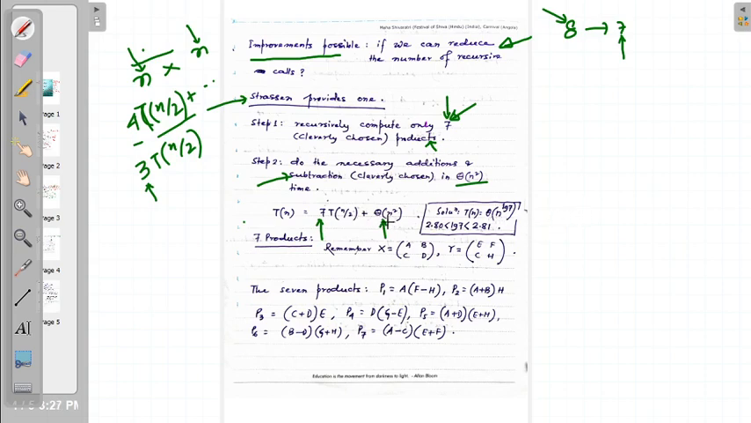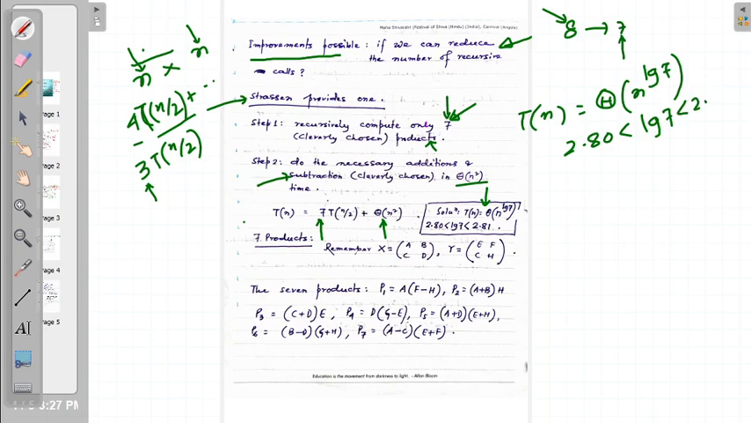And if we solve this using, say, the master method or substitution method, the solution will be T(n) equals theta n to the power log 7, and this log 7 base 2 is between 2.80 and 2.81. So previously I had T(n) equals theta n cube. We had 3 there. But now n to the power log 7, somewhere between 2.80 and 2.81, is less than 3. So that is the improvement we are having here.